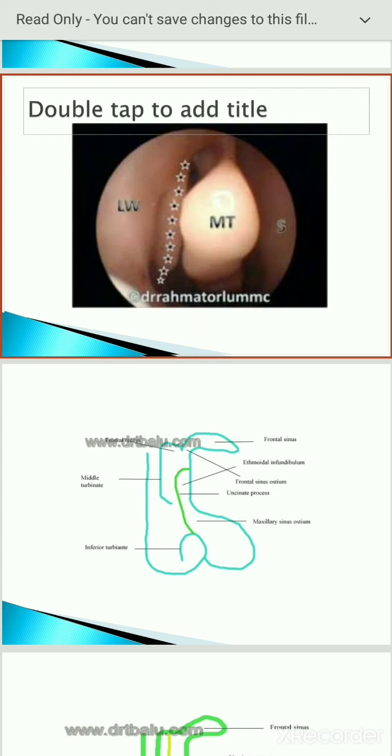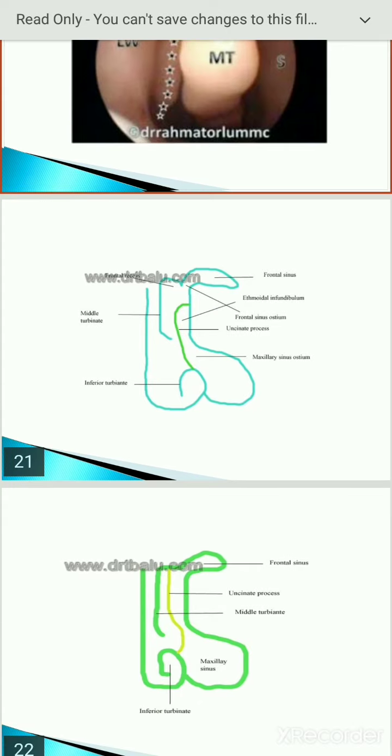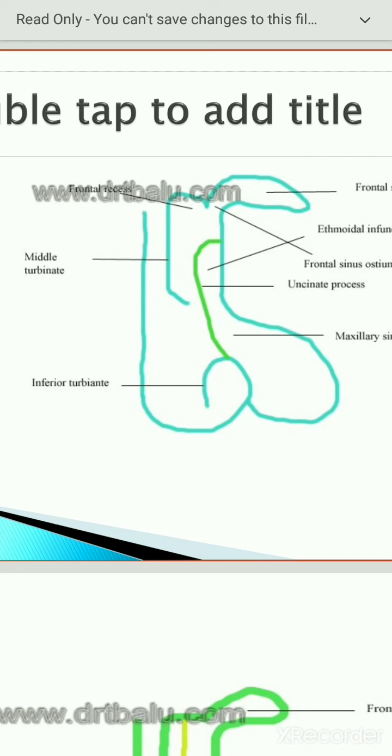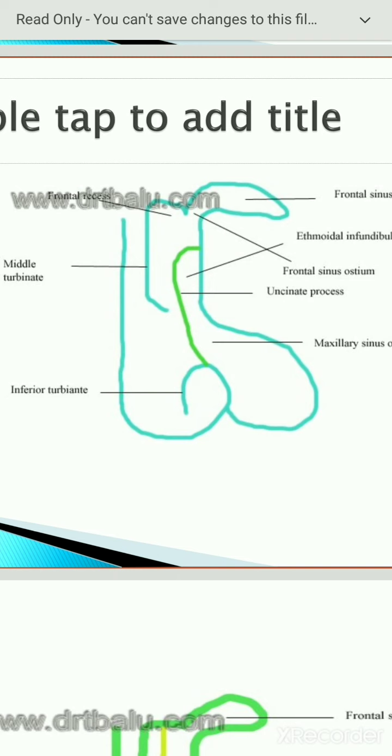In this figure, we see middle turbinate. On the left side there is lateral wall, and starred area is uncinate process. Now in this figure there is a schematic diagram in which the blue line is another structure but the green line is uncinate process. So in this figure uncinate process is attached to the lateral wall.